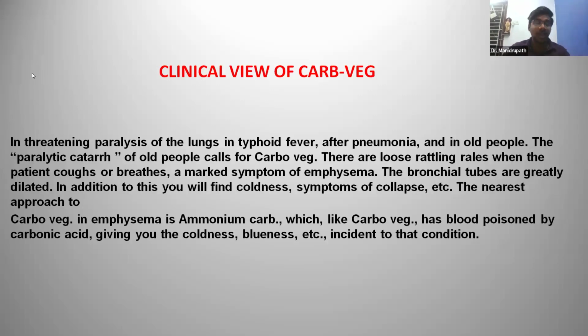In threatened paralysis of lungs, in typhoid fever, after pneumonia, and in old people, the paralytic catarrh of old people calls for Carbo veg. They have loose rattling rales like Antimonium tartaricum, with the patient coughing and breathing, and the marked symptom of emphysema. The bronchial tubes are greatly dilated. In addition to this, you will find a lot of coldness, symptoms of collapse, etc. The nearest approach to Carbo veg in emphysema is Ammonium carb.